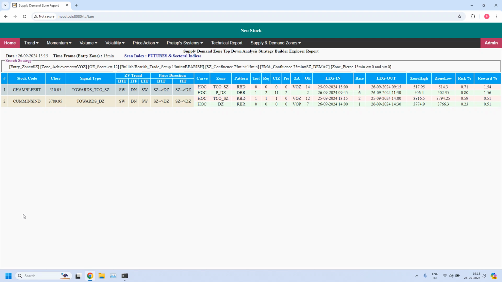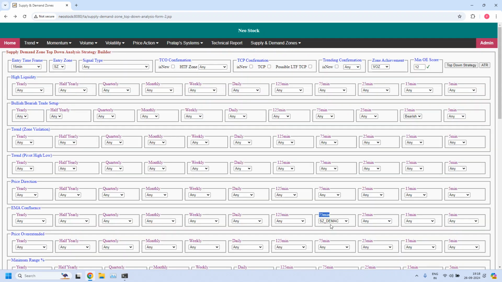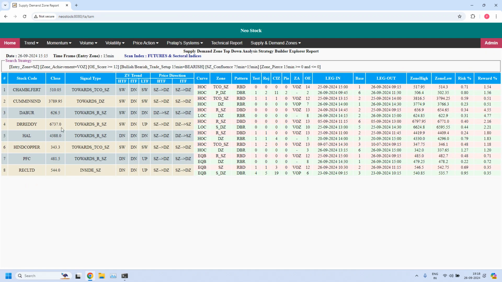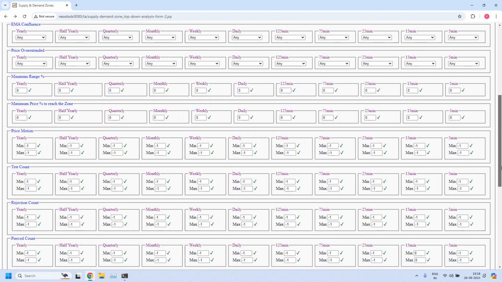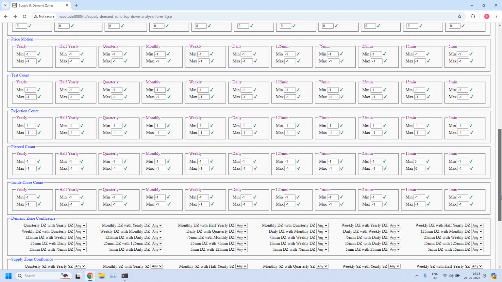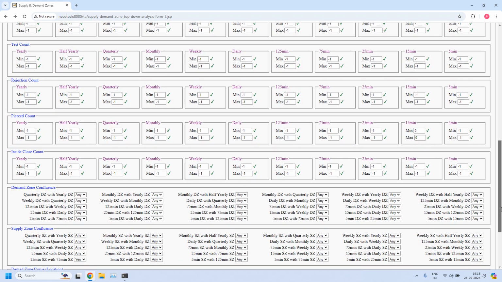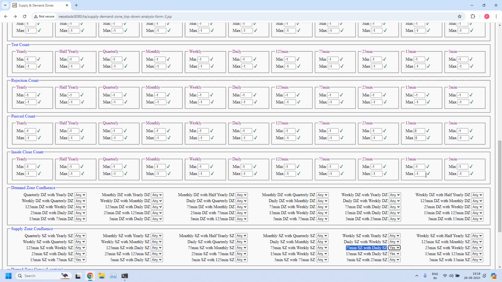Okay, next let us look for LTF, ITF, HTF confluence. Removing the EMA filter. Without EMA, how many did we filter earlier? 8 stocks. So out of these, how many are having even HTF confluence? So we need to enable 2 more filters. Already 1 filter is enabled. 2 more filters are there. So the 15 minute supply zone with 75 minute supply zone filter is already enabled. Now we need to enable 15 minute supply zone with daily supply zone and 75 minute supply zone with daily supply zone confluence. Now let's verify.